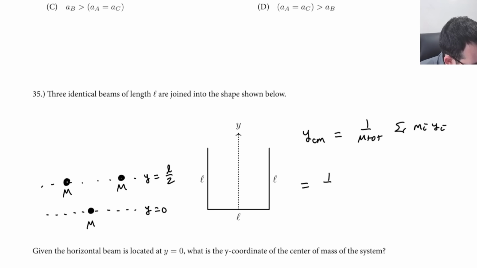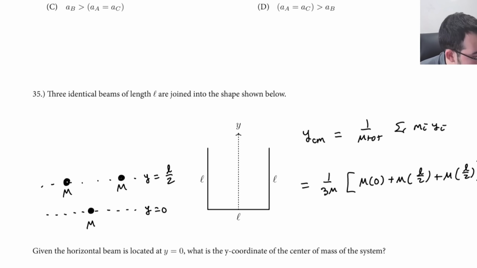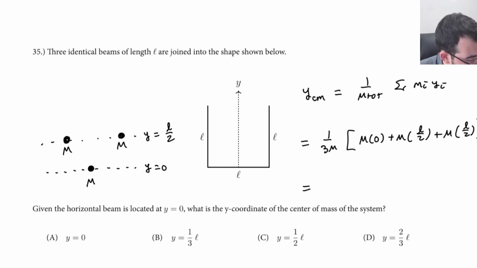So we get 3 M's total. Then there's 1 M at 0. There's another M at L over 2. And there's another M at L over 2. So we get 1 over 3M times 2ML, or just, sorry, ML. So we get 1/3 ML. Oh, no. 1/3 L. Lots of misspeaking on this one.